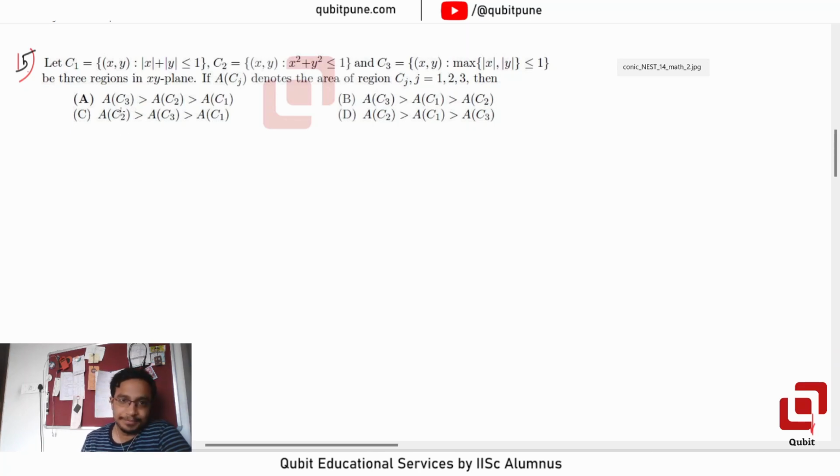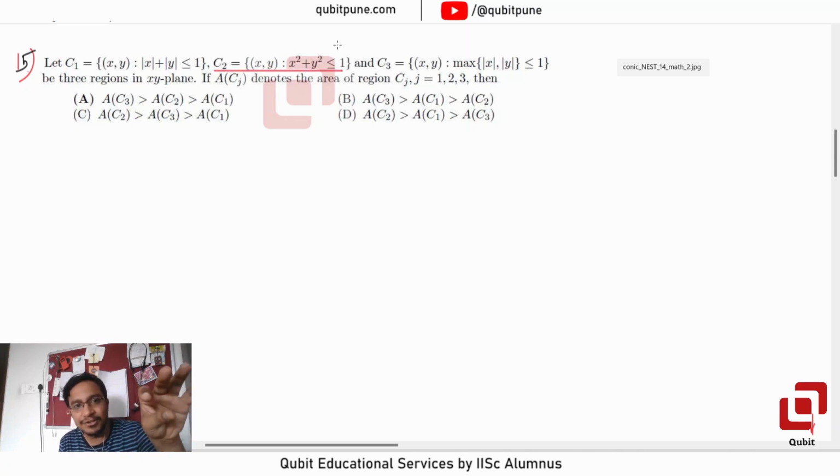Well, if you have a look at the options, they basically want you to decide which area is the largest and which area is the smallest. Now let us start with C2.